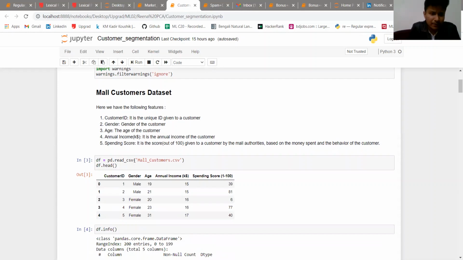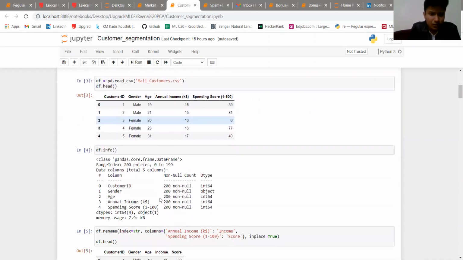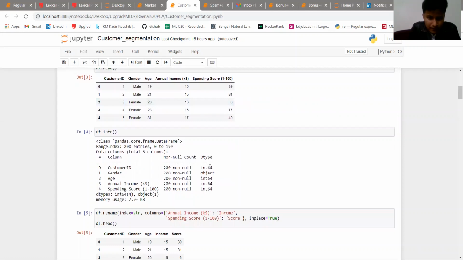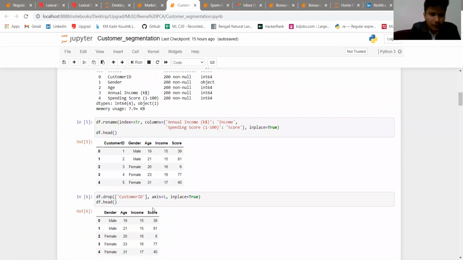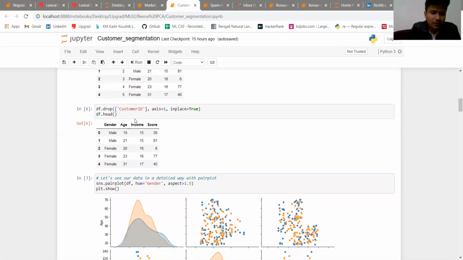The data set we have is quite simple here. We have customer ID, gender of the customer, age, annual income and spending score. We see the data types are all integer, but one is object, which is the categorical variable gender. For the ease of our analysis, we are renaming the columns annual income (k dollar) to income and spending score (1 to 100) to just score. We'll be dropping customer ID as it won't be necessary for our analysis.